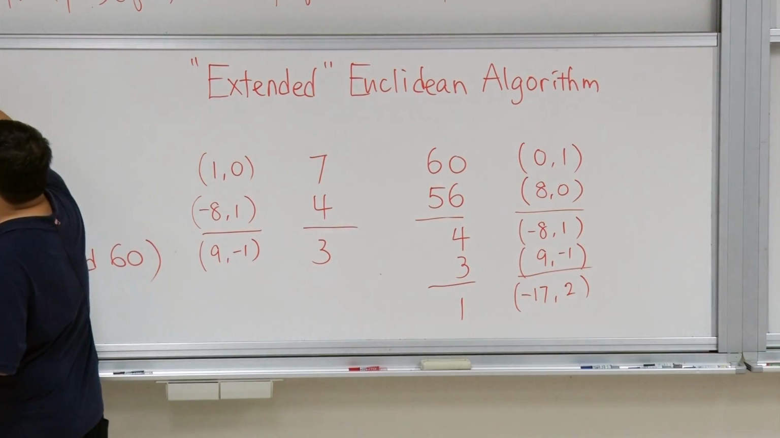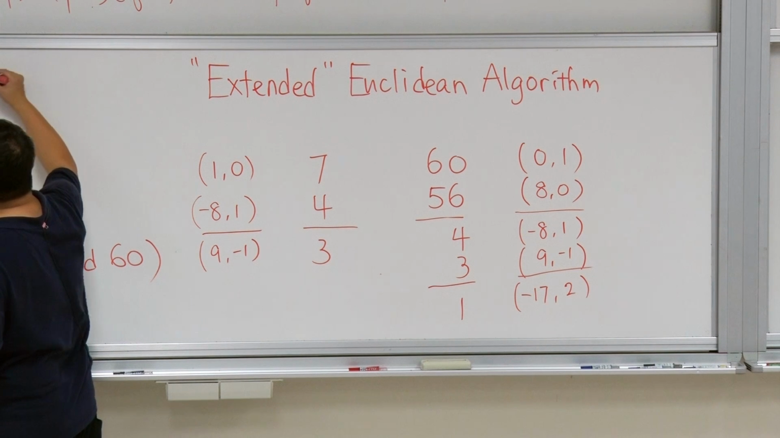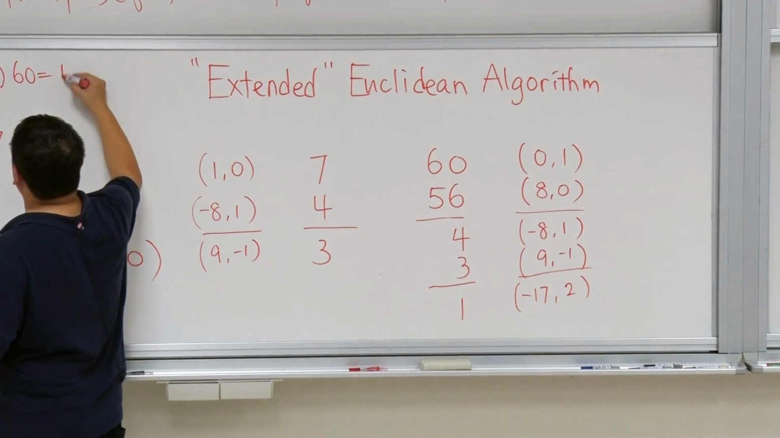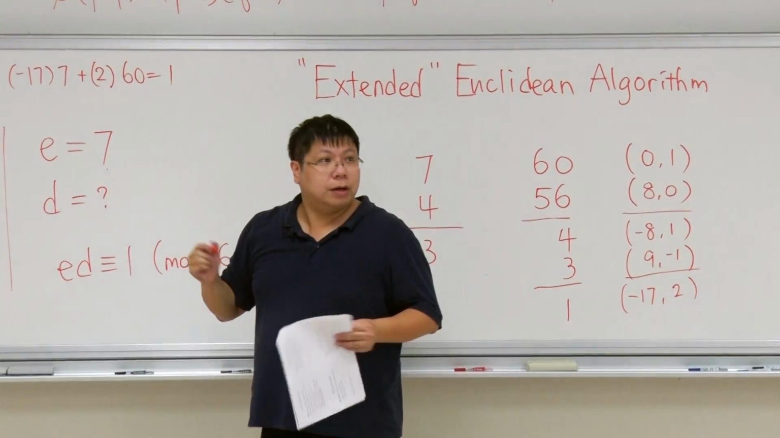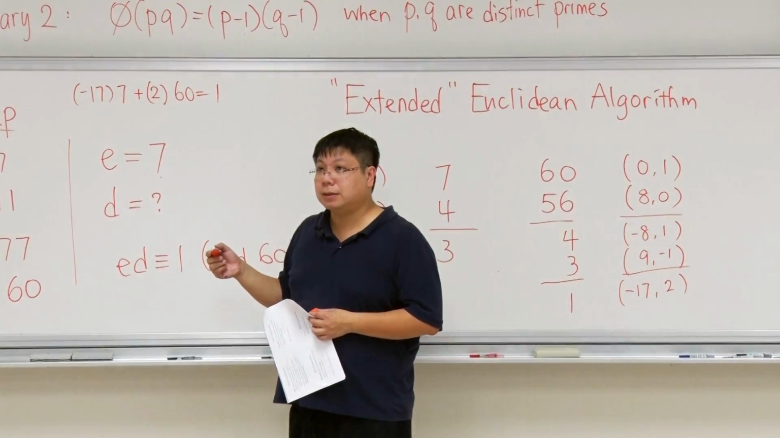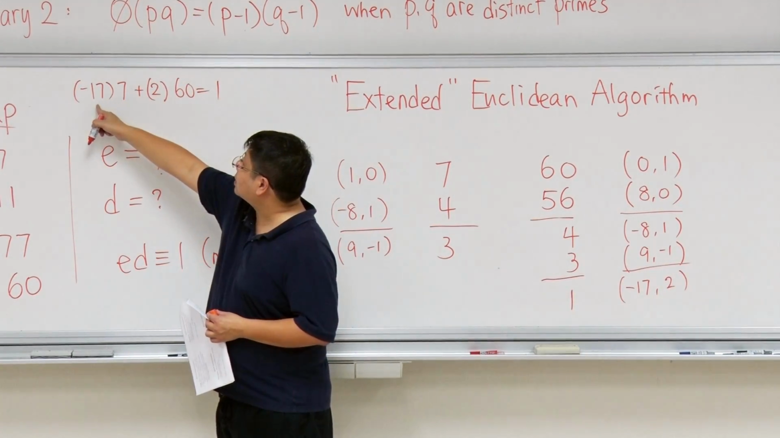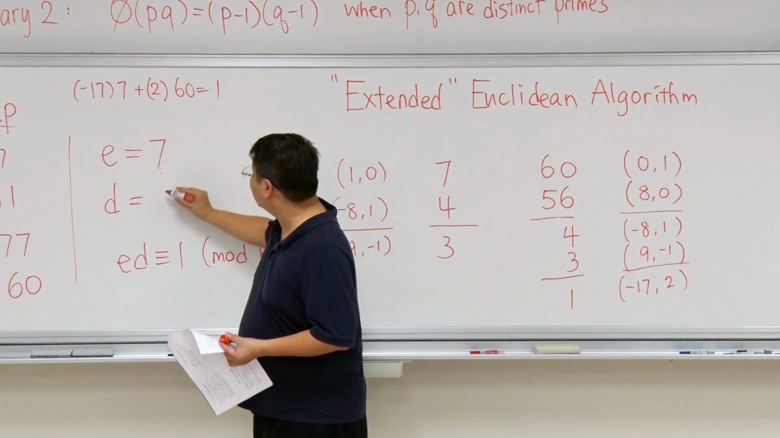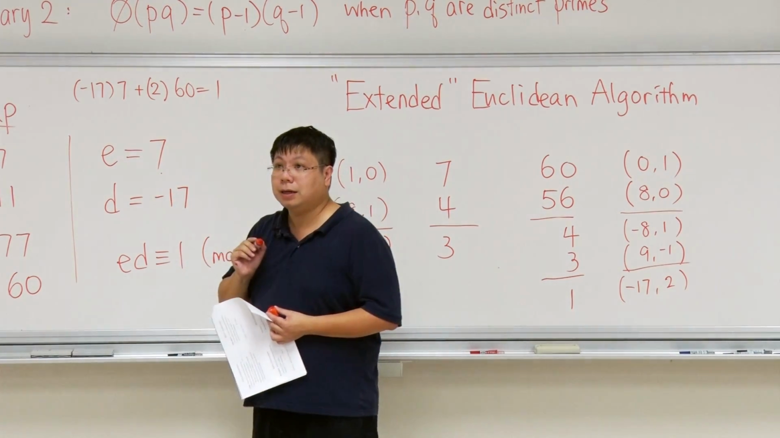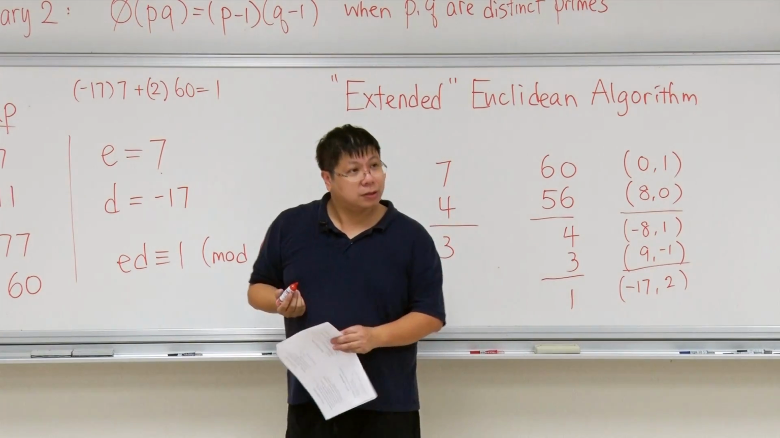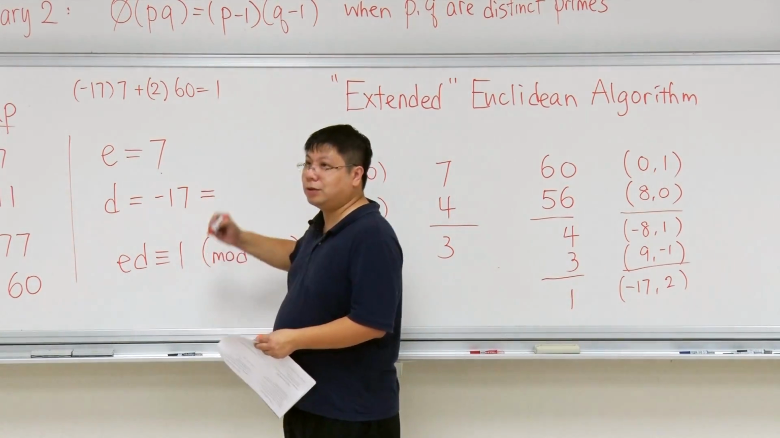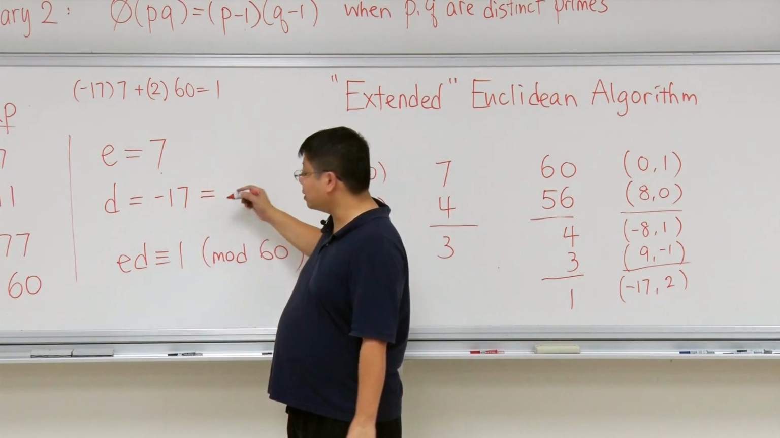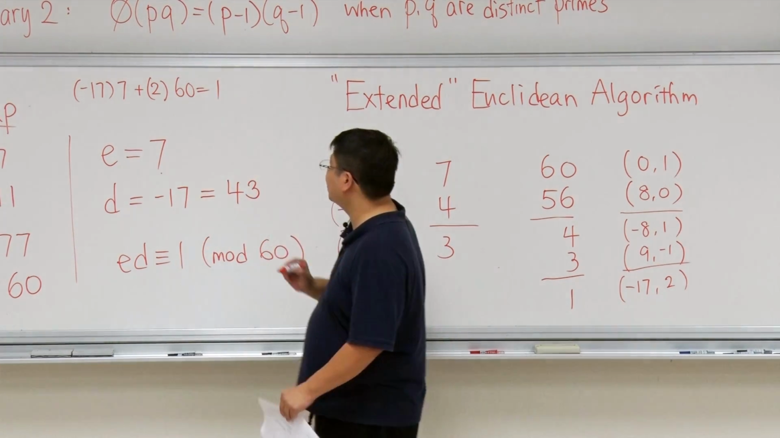Let me copy it. Minus 17 times 7 plus 2 times 60 is equal to 1. Okay? If you take modulo 60 on both sides, then you have minus 17 times 7 is equal to 1 modulo 60. So you get that the inverse is minus 17. Is that okay? But if you want a positive number, then make it positive. You add 60 back, because minus 17 and minus 17 plus 60 are the same, so this is going to be 43. Is that okay?